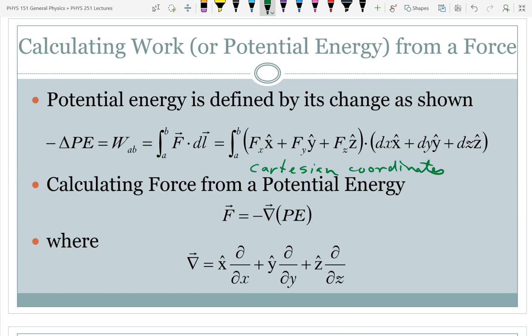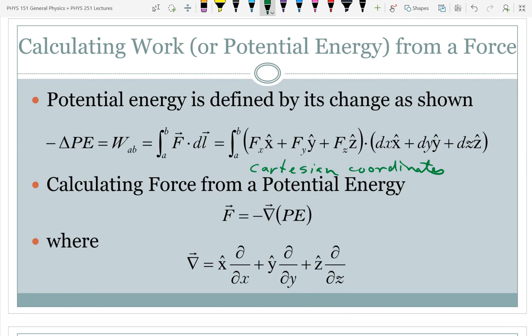Then dl is dx in the x direction plus dy in the y direction plus dz in the z direction. And the force would be force x in the x direction plus force y in the y direction plus force z in the z direction. So that's how we do that calculation. And we're going to get lots of experience with that, depending on how far I get into today's work.